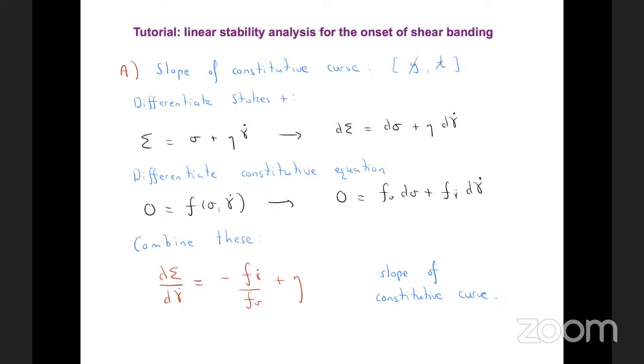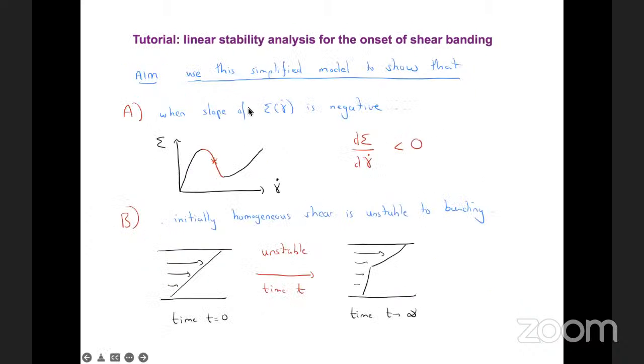All right, so let's now use these two equations to look at two things. First of all, we want to look at the slope of this stationary constitutive relationship between shear stress and shear rate. Secondly, we want to ask, is an initially homogeneous state subject to perturbations? Do those perturbations grow or decay? So let's look at those two separately and then match them up later on.